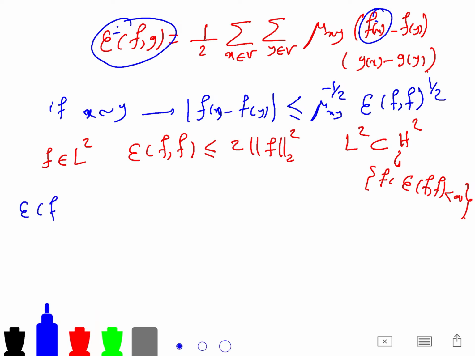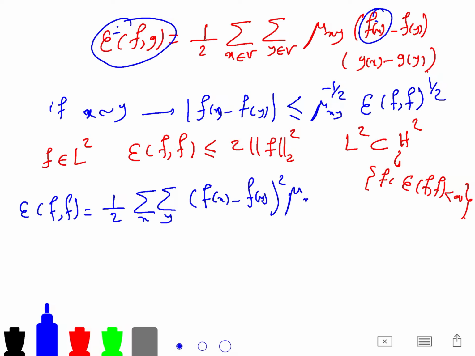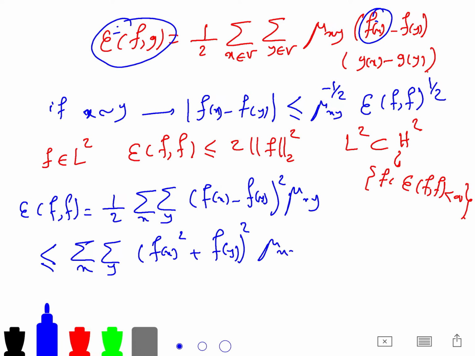So the proof is like this. You just write the definition of f, and I'm just writing the definition of that, which is the sum over x and y, and this is upper bounded by f of x squared plus f of y squared times mu x and y, which is 2 times the norm of f squared. So you see how easy it is to prove these things.